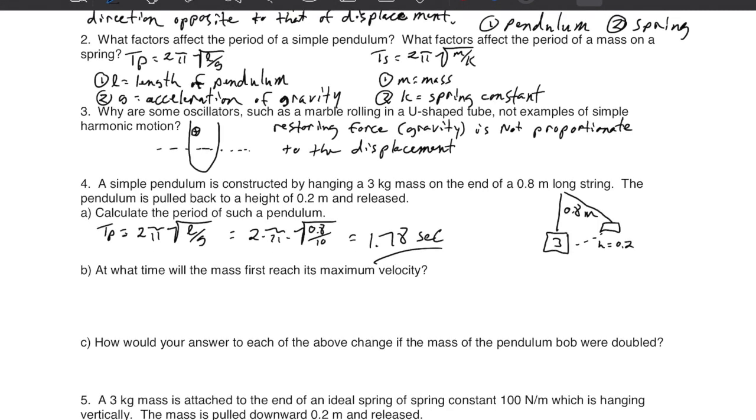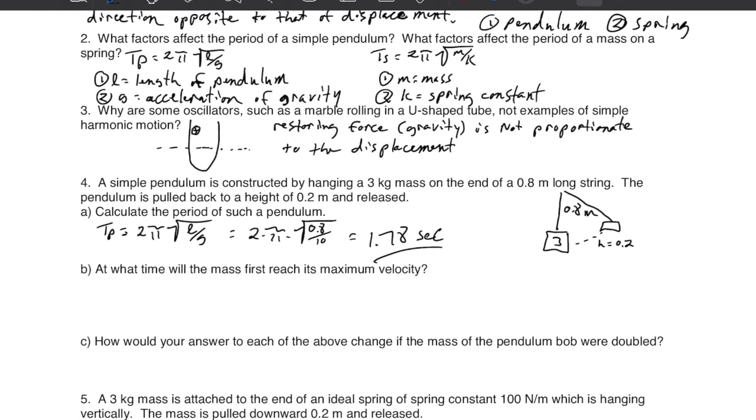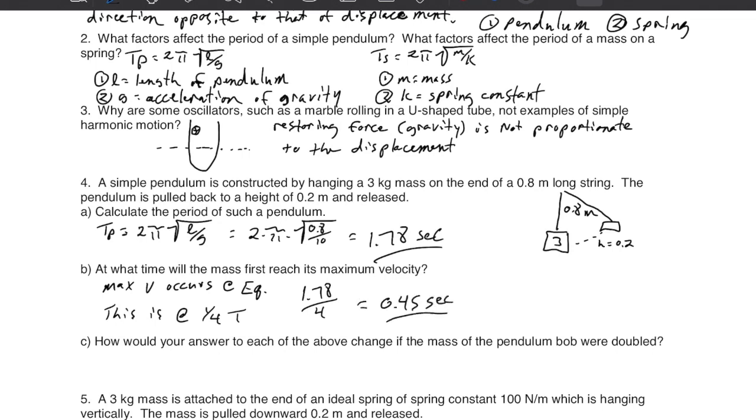At what time will the mass reach its maximum velocity? Well, it's at amplitude right now, on the right side. In order to complete a full period, it must move all the way to the left and then all the way back to the right where it started, completing a full cycle. Equilibrium is reached at 1/4 the period and at 3/4 period. So if we do 1/4 the period that we calculated, 1/4 of 1.78, we'll find out when it first reaches equilibrium. 1.78 divided by 4 is 0.45 seconds.